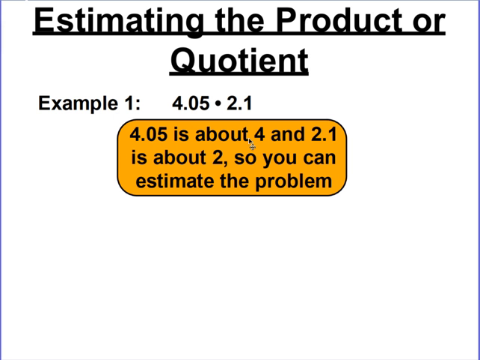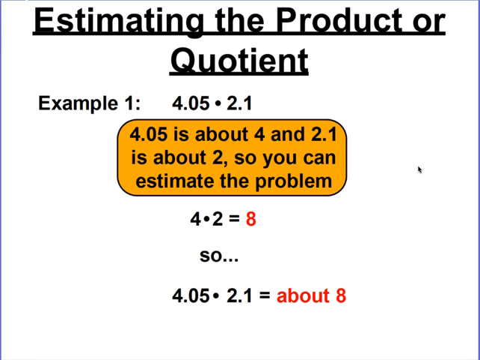So here, what we know is that 4 5/100 is about 4, because it's close to 4, and 2 1/10 is about 2, because it's close to 2. So we can use those two numbers, 4 and 2, to find the product of our estimate to see what our answer should be close to. Here, 4 times 2, I know you know your times tables. 4 times 2 is 8. So 4 5/100 times 2 1/10 is going to be about 8. It's going to be a little bit more than 8 because 4 5/100 is a little bit larger than 4, and 2 1/10 is a little bit larger than 2. So our answer can be a little bit above 8, but 8 is a good estimate.